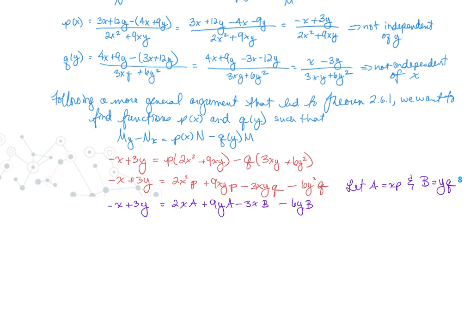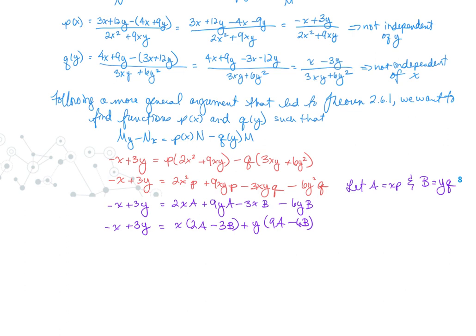We can look at it and say, okay, I've got x's and y's on the left. Let's see if we can simplify everything on the right to just a coefficient of an x term and a coefficient of a y term, which we can. If I pull out an x, I have a 2a minus 3b. And if I add to that pulling out a y, I have 9a minus 6b.